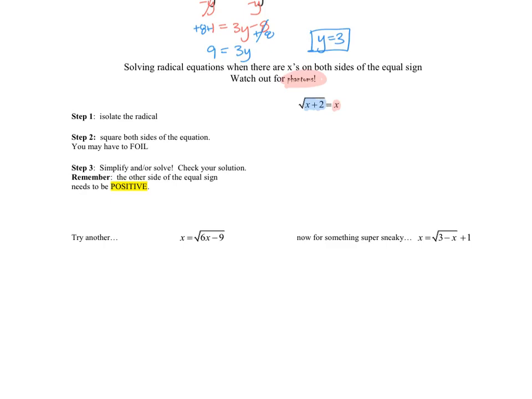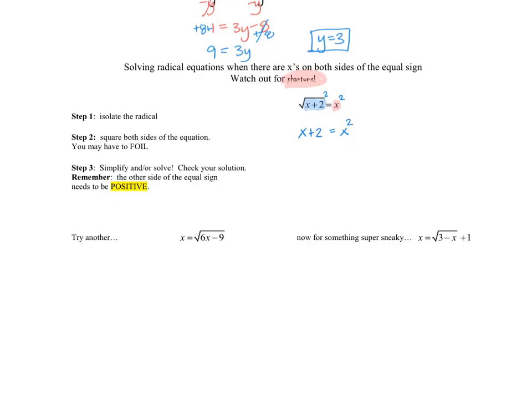Luckily, it's all the same steps. The main thing is you must isolate the radical. It's okay to have multiple things on the other side with the x, but the radical must be all alone. So now we're going to square both sides. So I'm going to square it, and I'm going to get x plus 2 is equal to x squared. Now, we're going to simplify and solve, and we're going to check our solution.